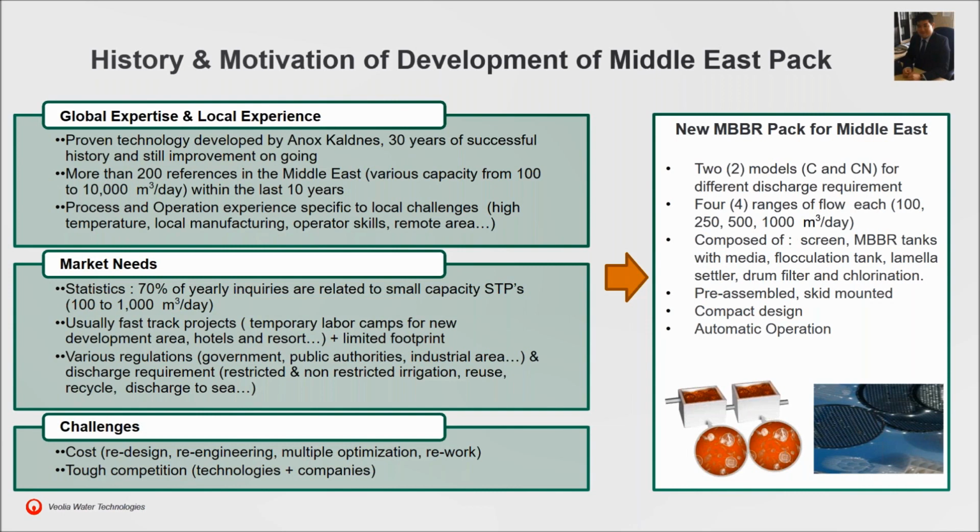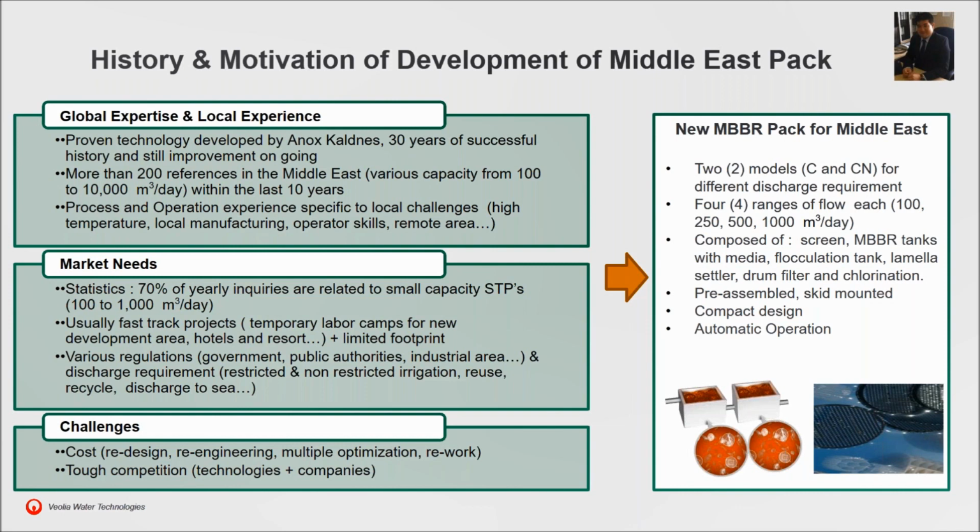It also has to cope with different discharge requirements: some for restricted or non-restricted irrigation, some clients will ask for reuse, or even discharge to the sea. And the last point is, of course, the challenges we are facing. Without a standard, we have to redesign and rework the design each and every time we do small STPs, which of course increases time and cost. And finally, we are facing tough competition, through technologies, but also from other companies.